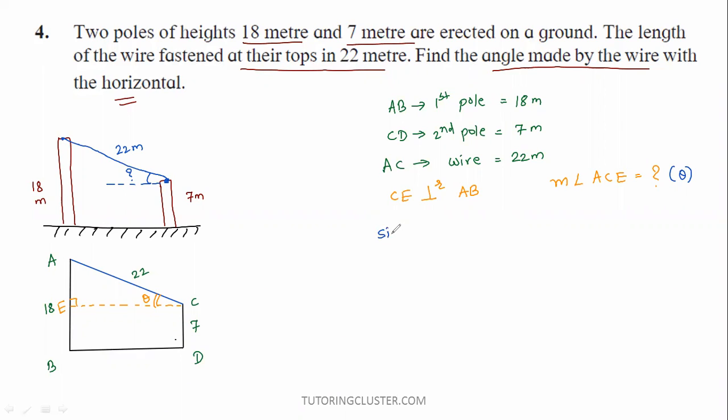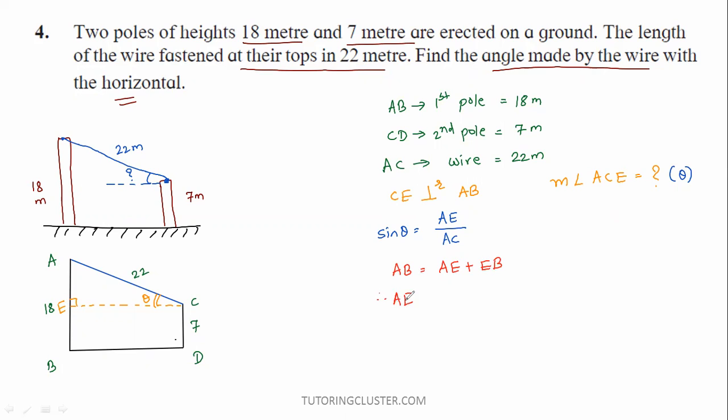If I am going to write sine theta, what is the opposite side? AE. What is the hypotenuse? AC. Now, AC is known to you? Yes. AC is 22. Theta is unknown here. Now, can you find AE? Yes, we can find AE. How are you going to find out AE? See here. What is AB? AE plus EB.